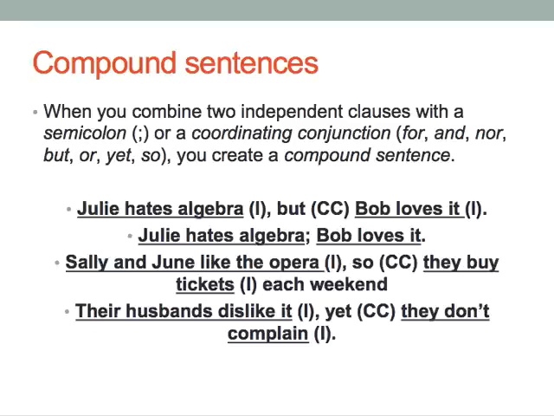You can also use a semicolon. Julie hates algebra; Bob loves it. Semicolon, one of the most abused punctuation marks in the English language, I think. You should always have an independent clause on both sides of the semicolon. Sally and June like the opera, independent clause, so, coordinating conjunction, they buy tickets, independent clause, each weekend. Their husbands dislike it, independent clause, yet, coordinating conjunction, they don't complain.